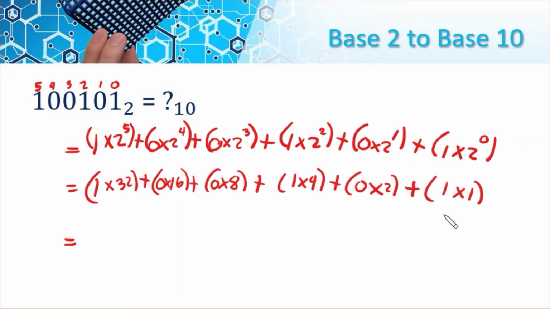So ako na siya butangan ang answer sa kani nga part. So 2 to the power of 0 that is 1. Then 2 to the power of 1 is 2. Then 2 to the power of 2 is equal to 4. 2 to the power of 3 is equal to 8. Then 2 to the power of 4 is equal to 16. Then 2 to the power of 5 is equal to 32.